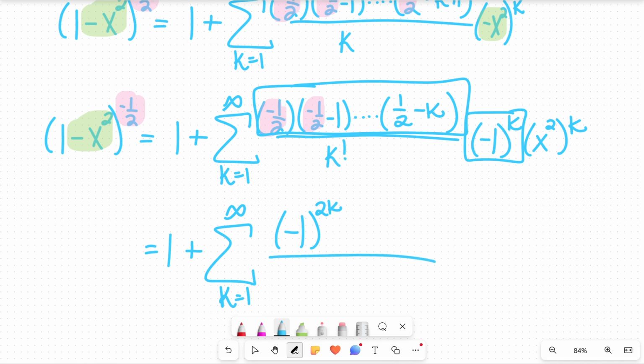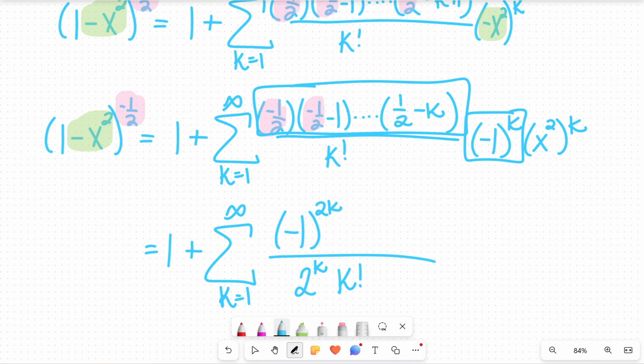This should be k factorial in my denominator. So k factorial. Now if you notice, every single term is divided by 2. So every time I'm dividing by 2, and there's k of those terms. So 2 to the k power is going to take care of the bottom part of that fraction, that denominator.